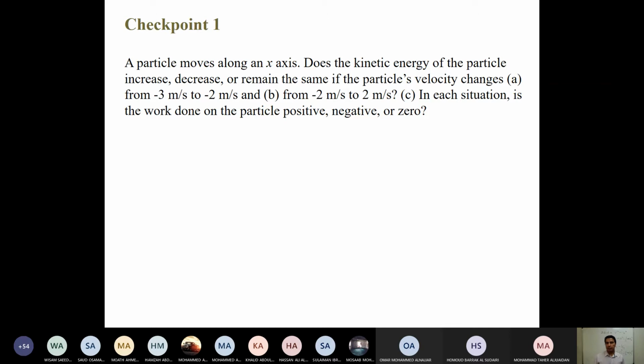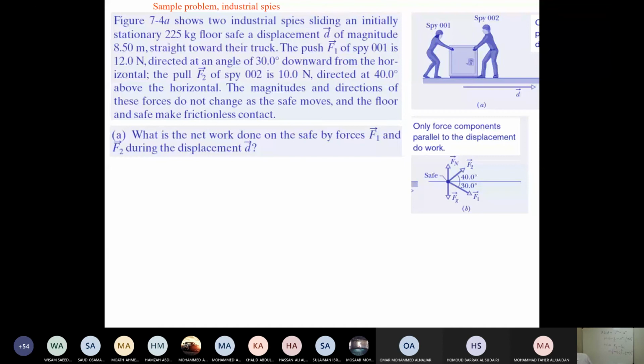In each situation, is the work done on the particle positive, negative, or 0? So how about in the first case? In this first case, is the work done on the particle positive or negative? Negative, because the second term is more, the first term is less. Therefore, we will get the negative sign out of this problem, and the work will be negative. And how about in the second case? It's 0. Zero work. Okay. Let me try to solve this problem, guys.